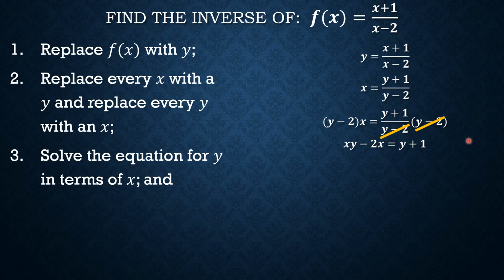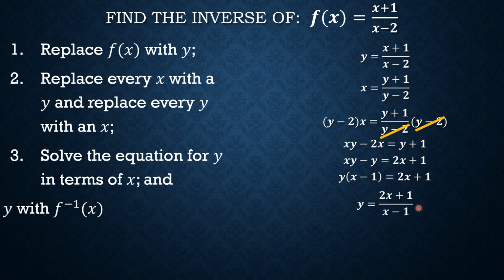Okay, so anong next step? Lahat ng may y, ilipat natin sa isang side. Okay, so magiging xy minus y equals 2x plus 1. And then, para y na lang talaga ang matira, let's factor out yung y dito. So, we have y times the quantity x minus 1 equals 2x plus 1. Next step, para y na lang talaga for the last dito, let's divide both sides by x minus 1. So, it will be y equals 2x plus 1 all over x minus 1.